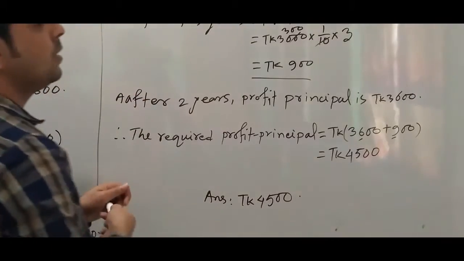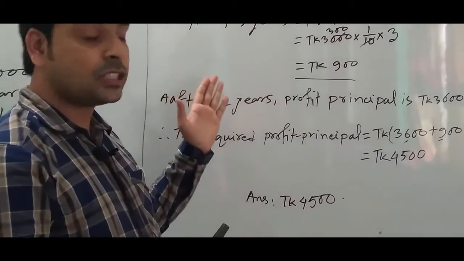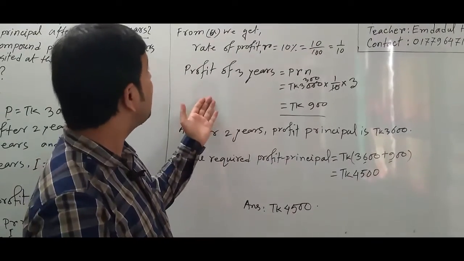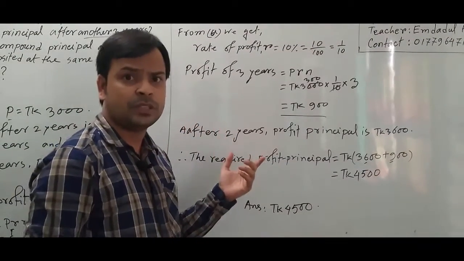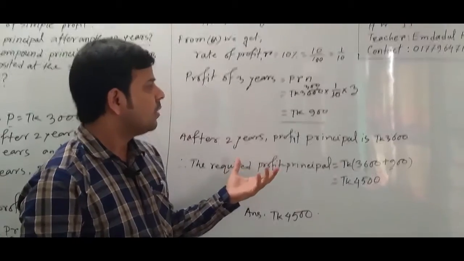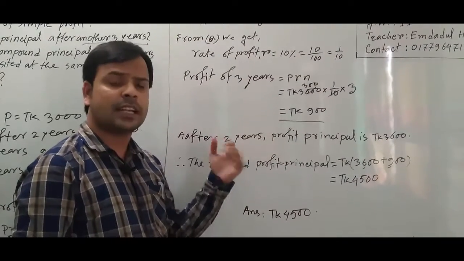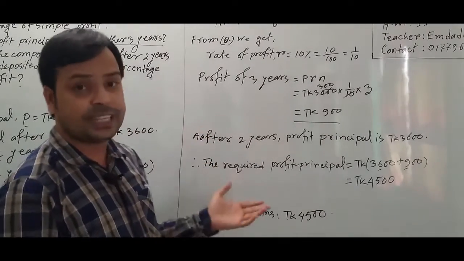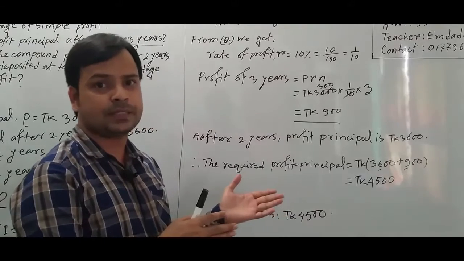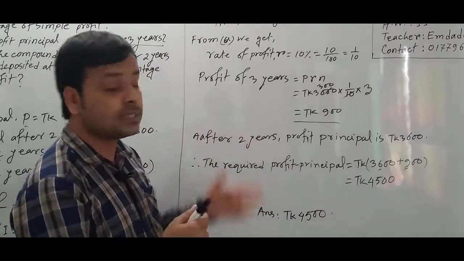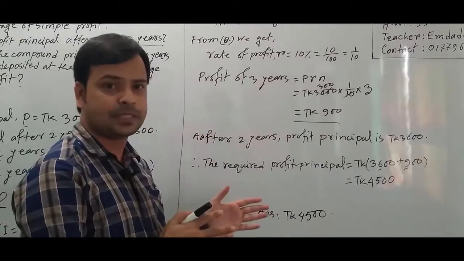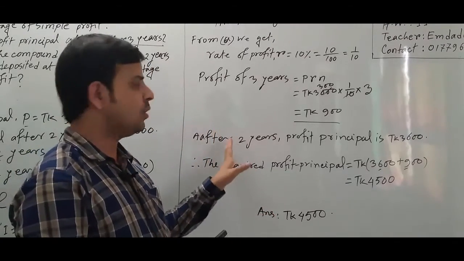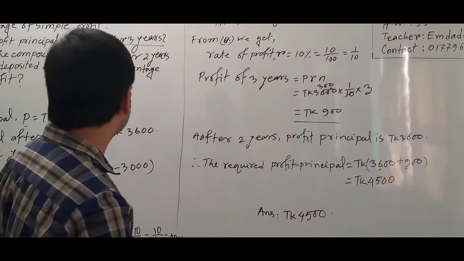The students, I hope you have understood this question. Now I'll go to another question, but you can solve question B in another method. You can find the profit of 3 years in another way, or you can consider 5 years, then you can find out the profit of 5 years, and that profit, if you add with the principal, you will get the required profit principal. Okay dear students, you can follow any method. Okay, now I'll go to question C.